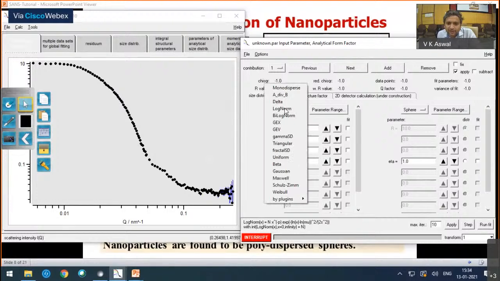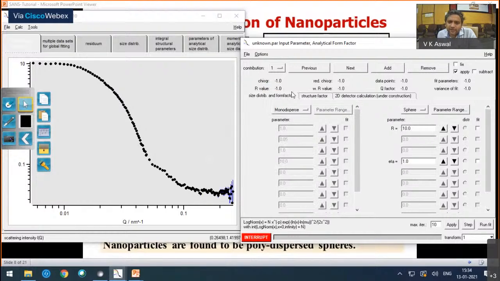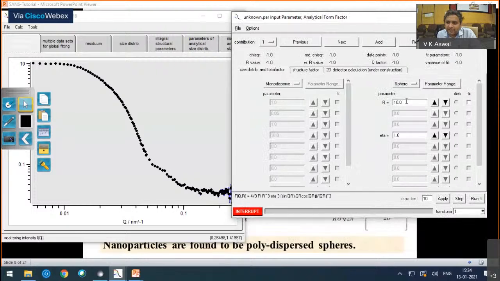Now this log normal, you can see, these are different size distribution functions. Monodisperse I can choose to begin with, and I'm just employing that the radius is 10 angstrom. Just keep in mind that whenever you put the cursor on any of the parameters, the description of the parameter will appear. For example, if you put the cursor here, you see radius. Here, this is scattering contrast. So now only two parameters: one is radius, the other is the contrast.